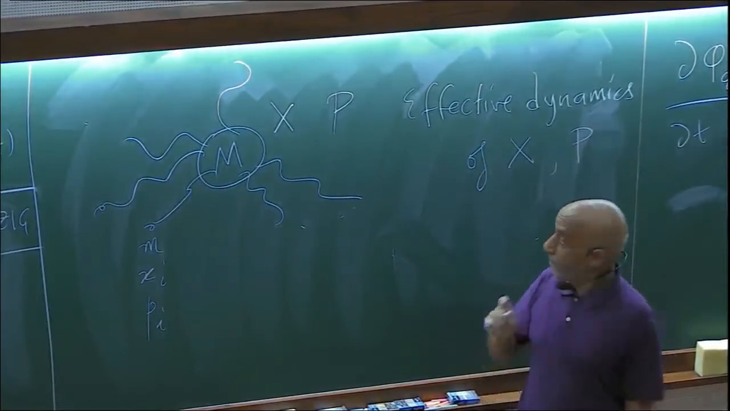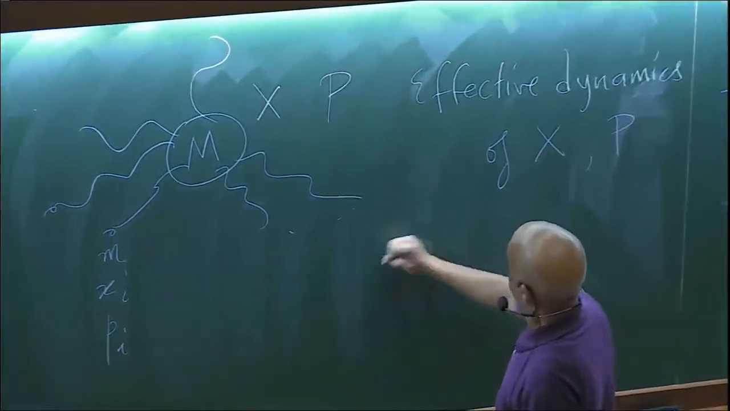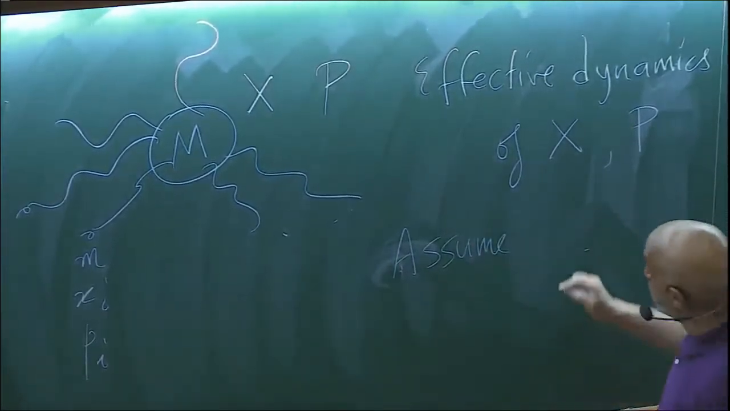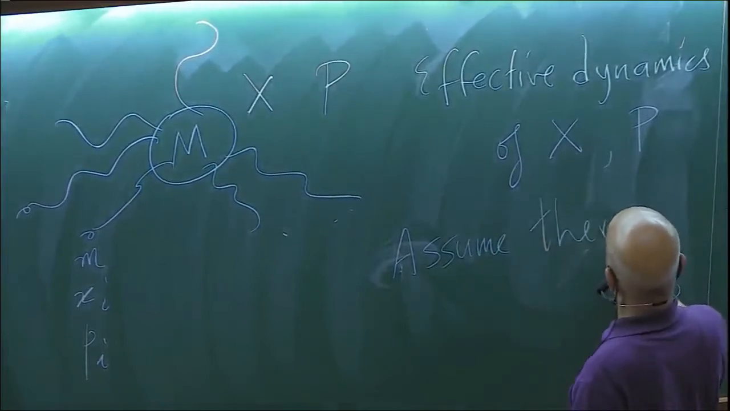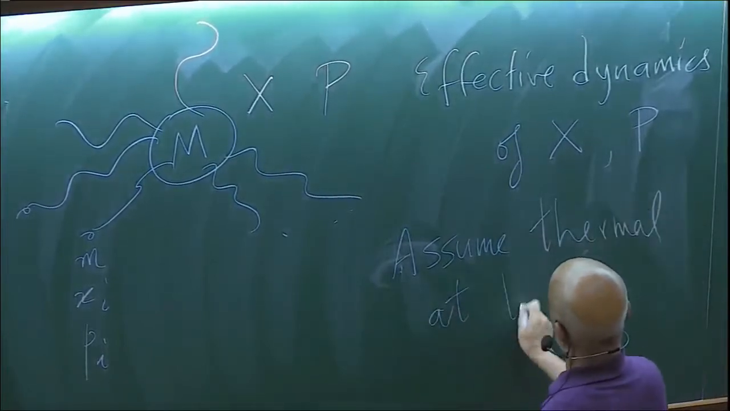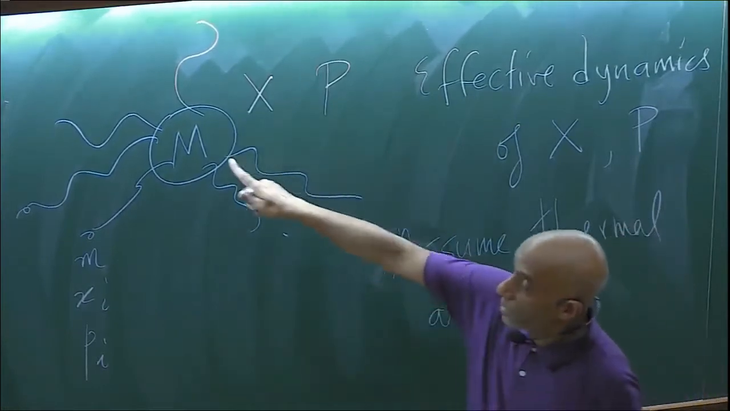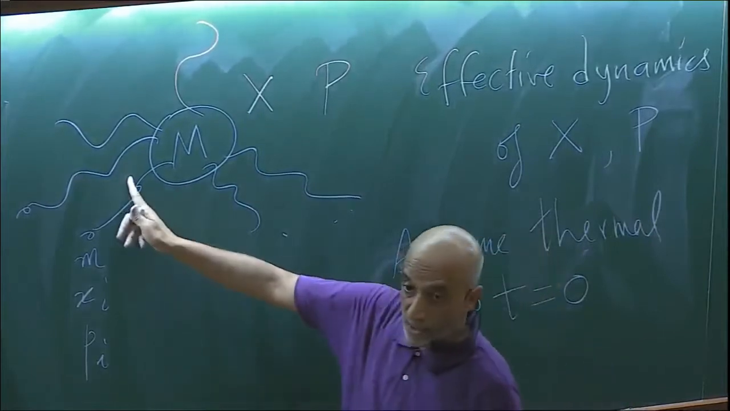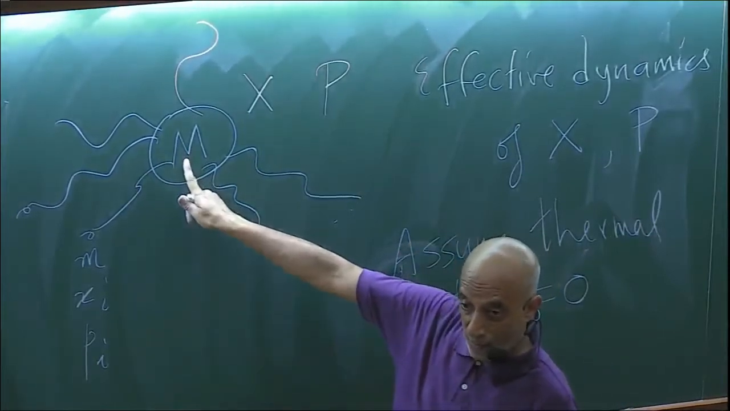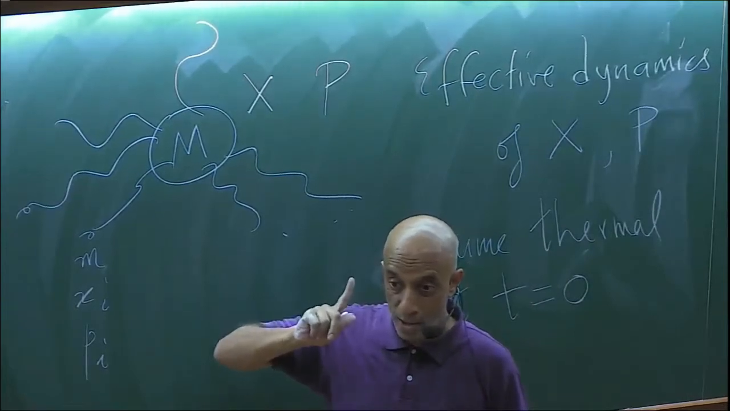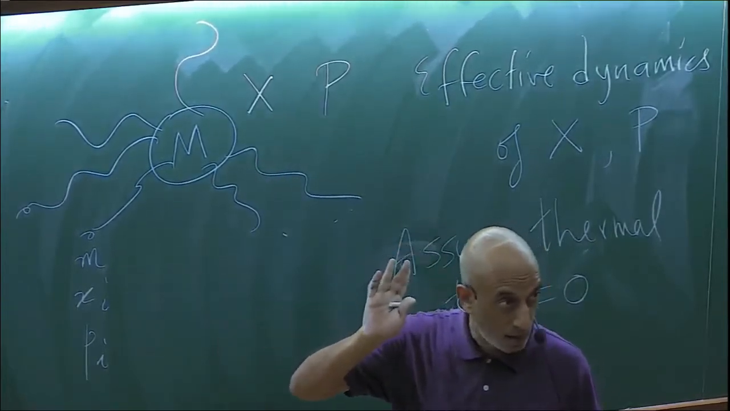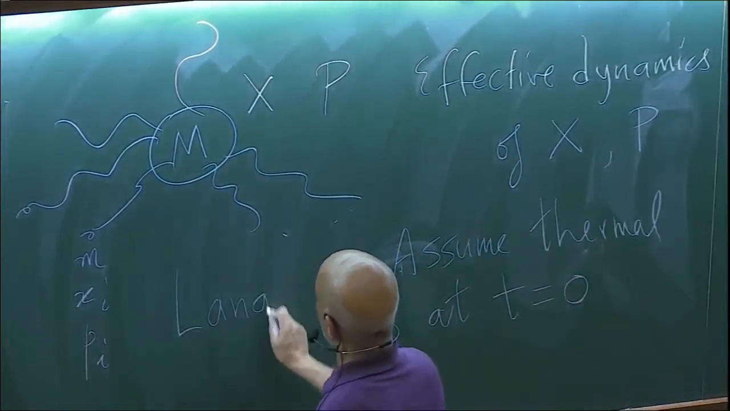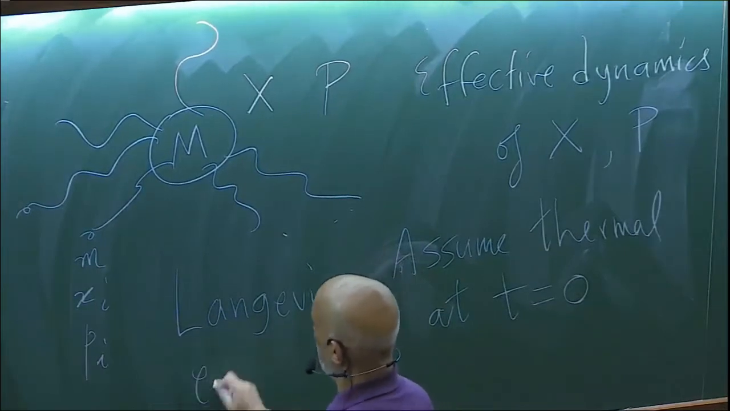Okay? And then assume, you don't prove thermalization, you assume everything is thermally distributed at t equals zero. Why? Because you're just solving Newton's laws. You're solving Hamilton's equations. Okay? And because all these springs are linear, you can solve exactly for the dynamics of this guy in terms of the initial conditions. You then have to assume the initial conditions are thermal. Once you do that, something basically with the form of the Langevin equation comes out.